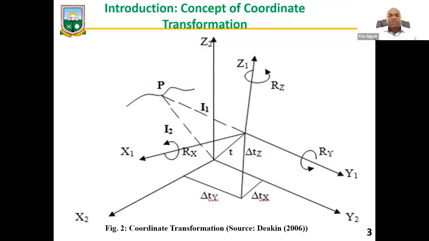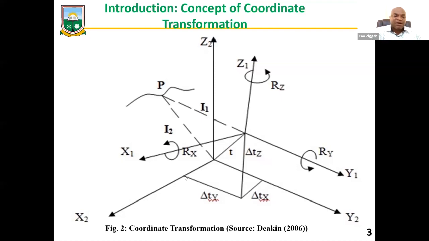Now, the process of using mathematical relationships to describe or to connect a function between the global system, which is the WGS84, and that of the local system, which is the War Office that we are using in Ghana, that process is what we call coordinate transformation. Now, when you look at the diagram that has been displayed, you will see that we have two coordinate systems here. One is Z1, X1, and Y1. The other one is Z2, X2, and Y2.